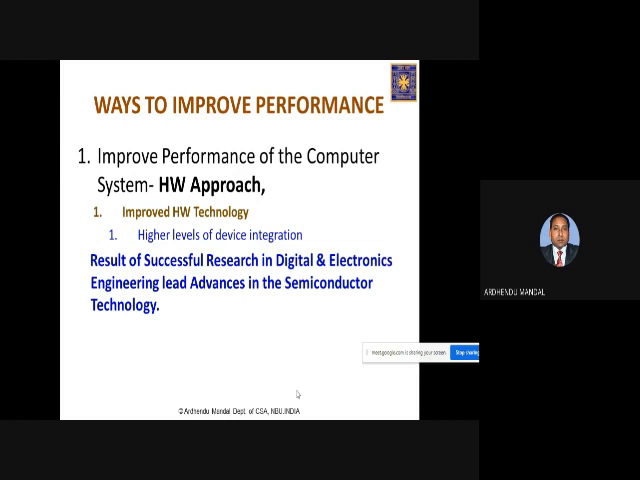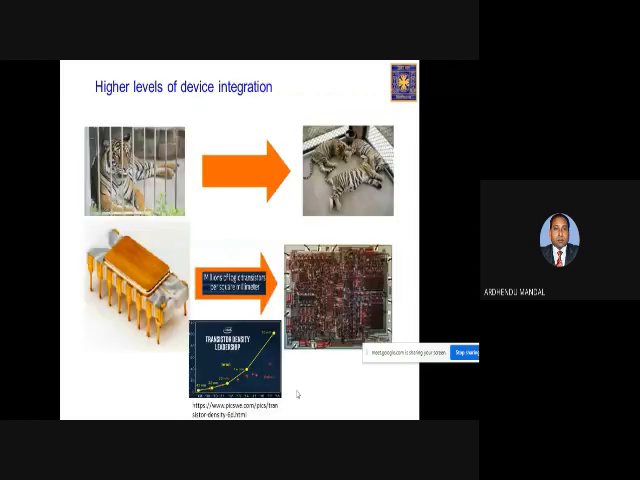So successful research in the field of electronics and digital electronics and semiconductor technology, what we have done is, earlier we used to have the ICs at a very larger size, and nowadays, due to the development in the semiconductor industry, all the components has become very small. And what is the result of this? Within the same area, now we can put lot many logic circuits all together.